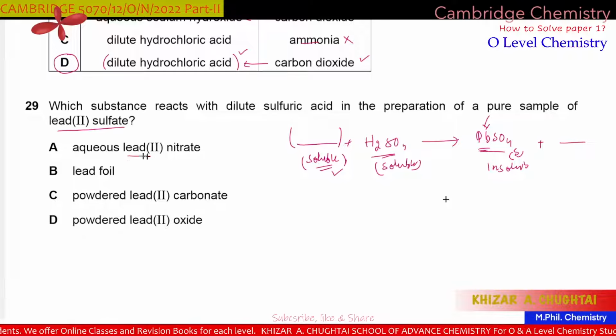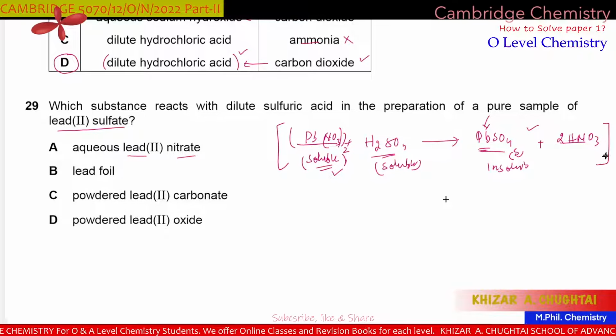So aqueous lead(II) nitrate, yes, it is the possible correct option. And finally, we are going to make 2 moles of nitric acid as well. And this is the balanced equation, and it is said to be a precipitation reaction. This reaction is said to be a precipitation reaction, and this compound is an insoluble salt.